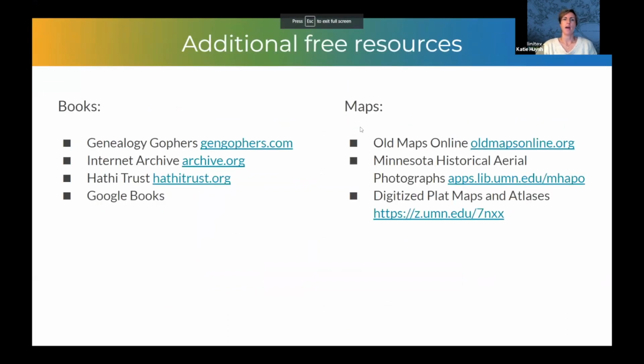Then over here, maps. Here are some sites that contain digitized maps. The first one, Old Maps Online, indexes over 400,000 historical maps from around the world that have been digitized from various libraries and archives. And the next one, the Minnesota Historical Aerial Photos, is from the University of Minnesota Map Library Collection.